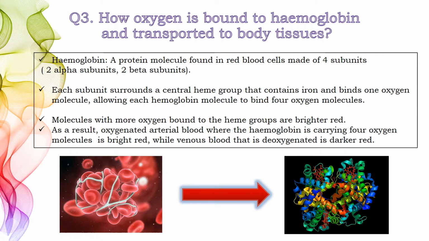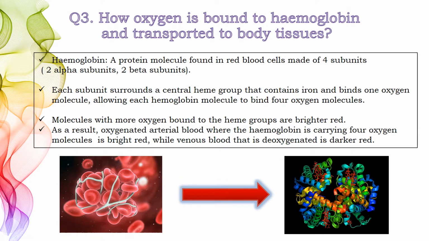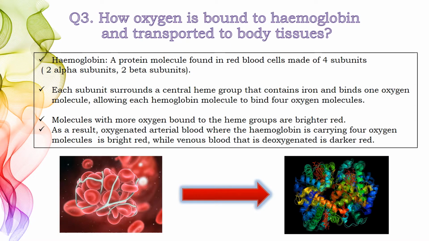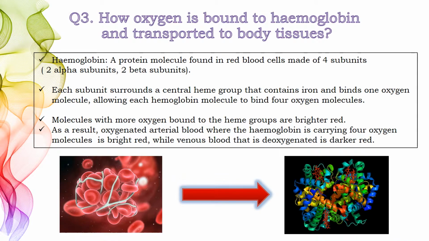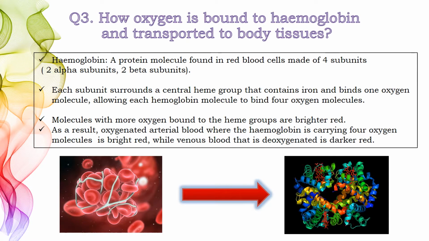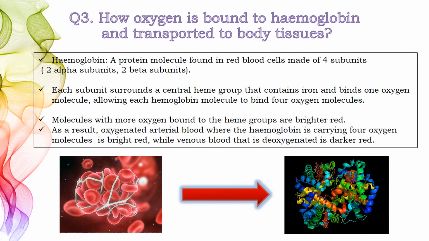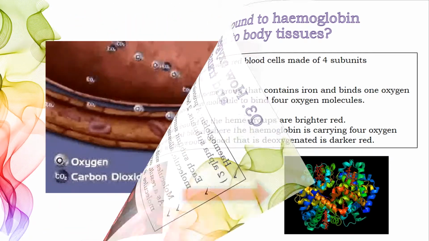Molecules with more oxygen bound to the heme groups are brighter red. As a result, oxygenated arterial blood, where the hemoglobin is carrying 4 oxygen molecules, is bright red, while venous blood that is deoxygenated is darker red.